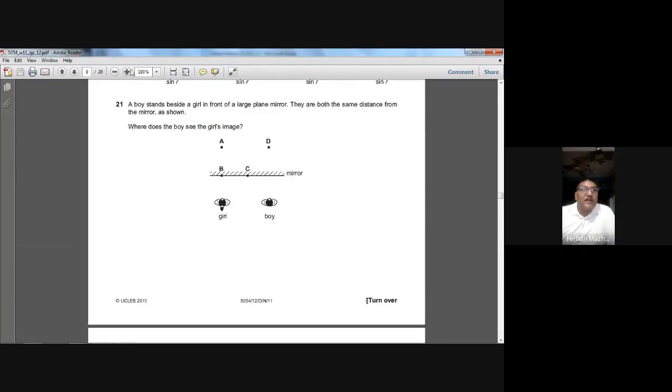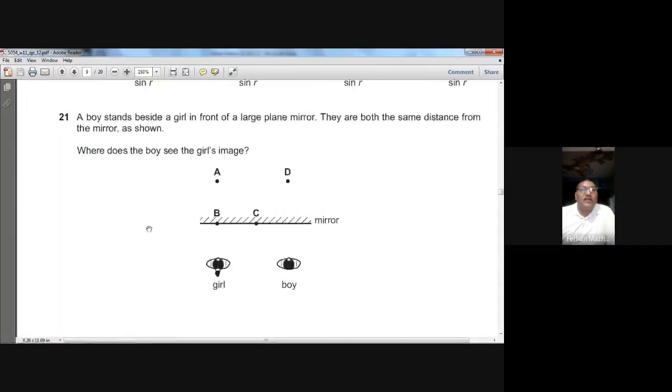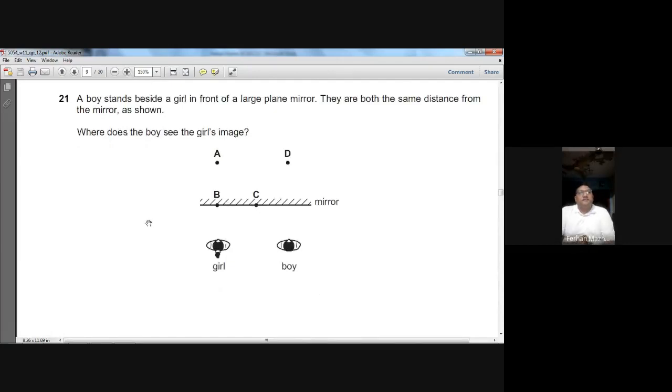Okay, on your screen we have question number 21. A boy stands beside a girl in front of a large plane mirror. They are both the same distance from the mirror as shown. Where does the boy see the girl's image? Okay, so here we have the boy, here we have this girl, and in front of them we have this plane mirror. So if we want to know where the image of the girl can be seen by the boy, very simple, draw a line from the girl straight to the mirror and move it behind the mirror.